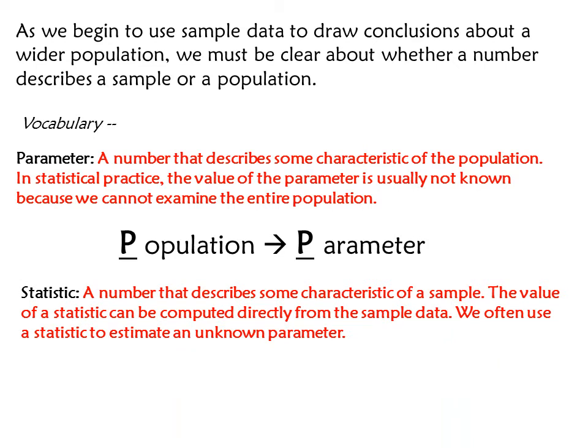A statistic is a number that describes some characteristic of a sample. The value of a statistic can be computed directly from the sample data. We often use a statistic to estimate an unknown parameter. S for sample, S for statistic. A statistic comes from a sample, whereas a parameter comes from the population.